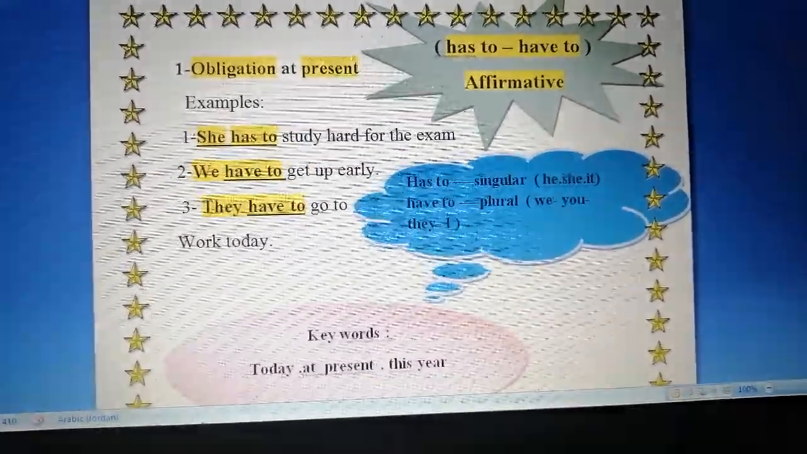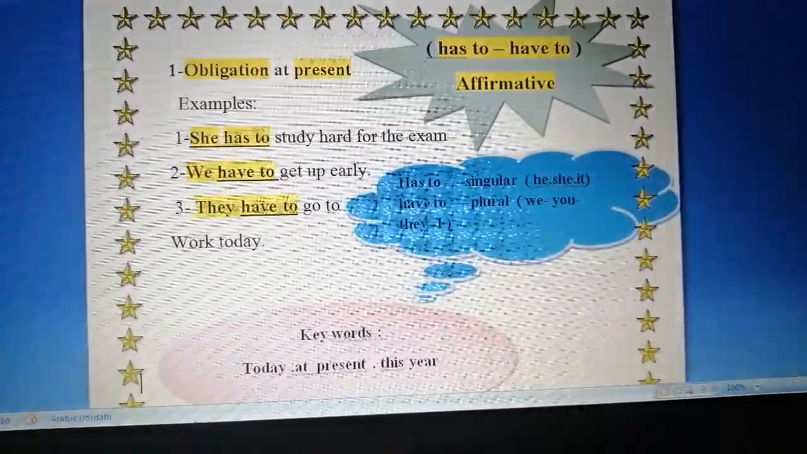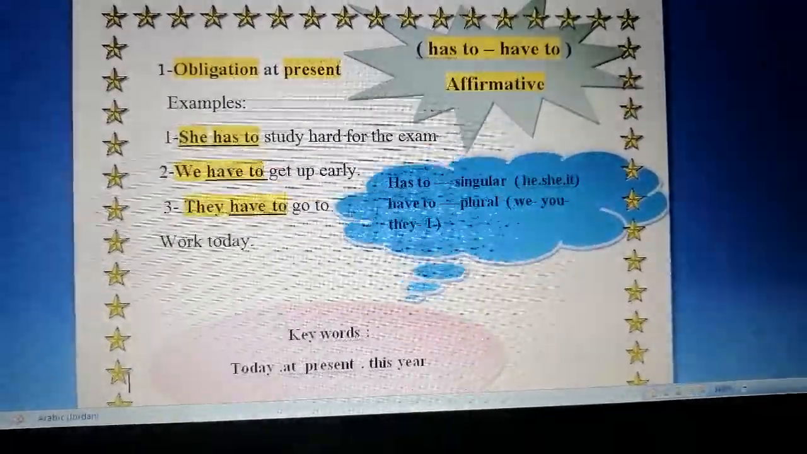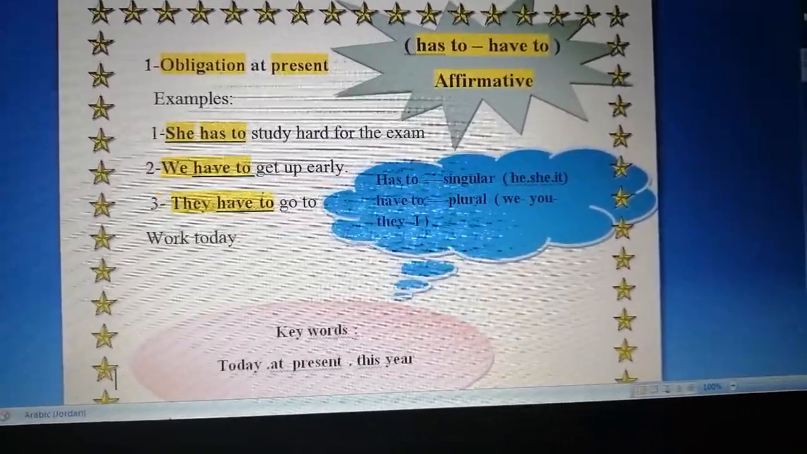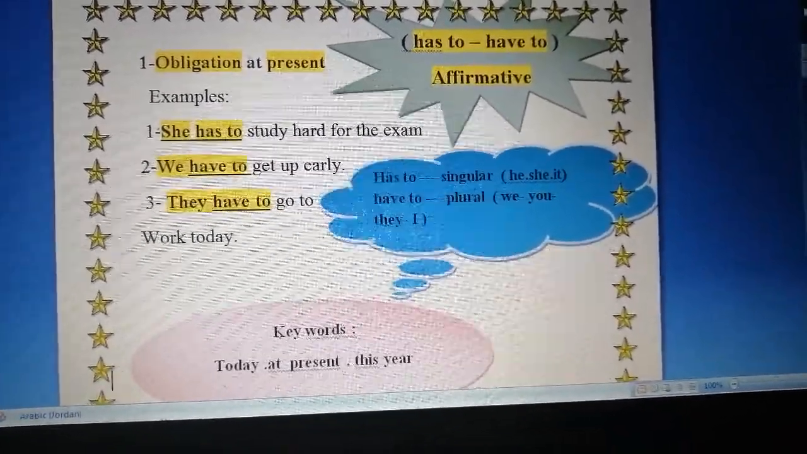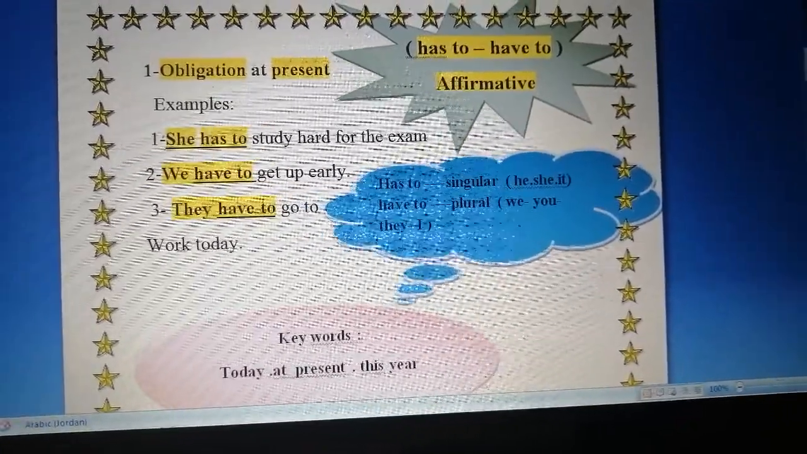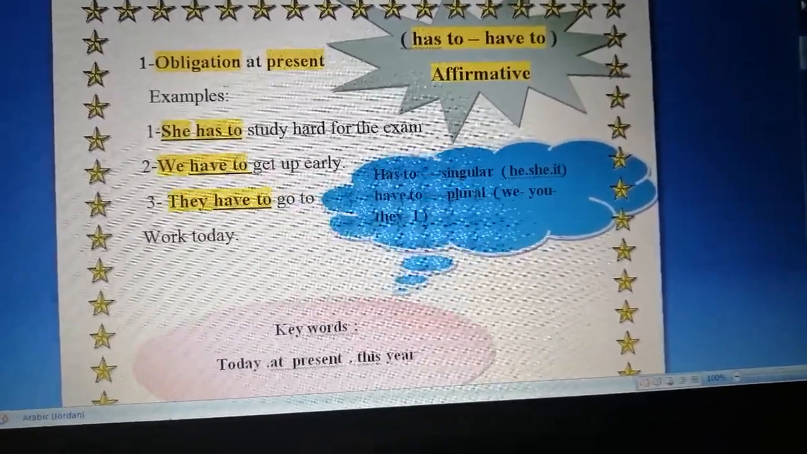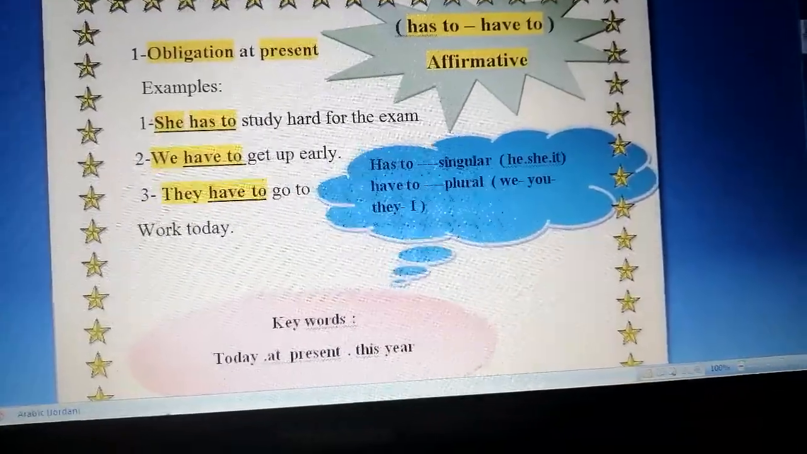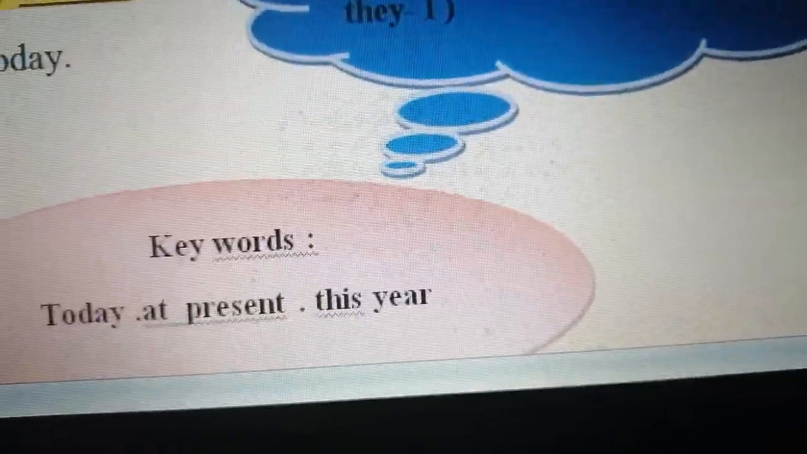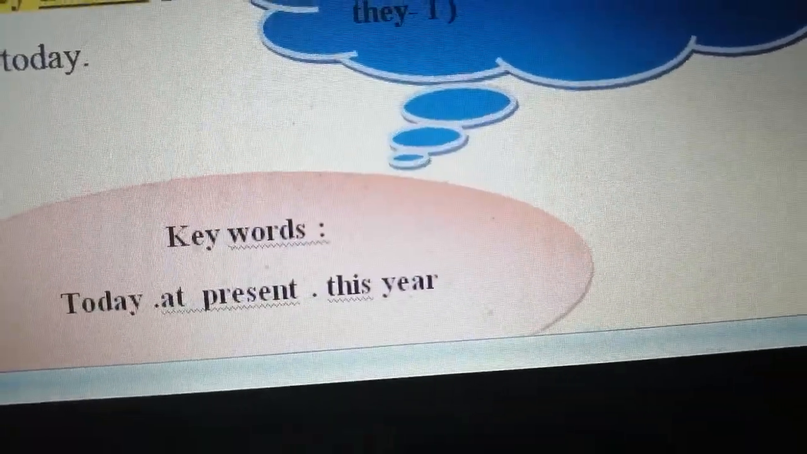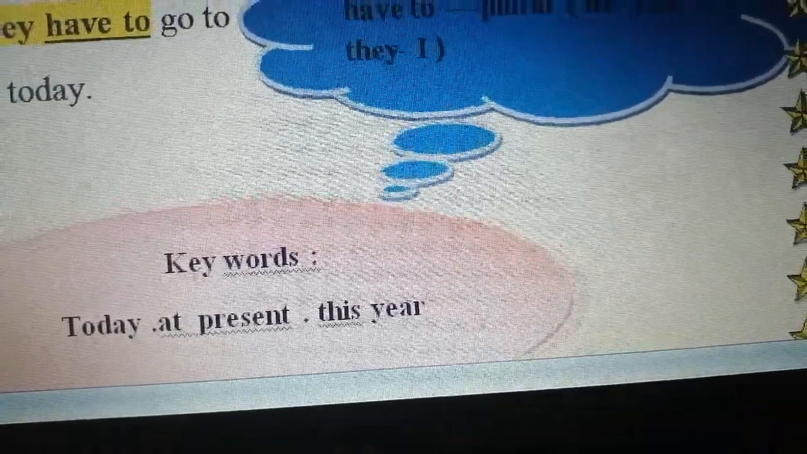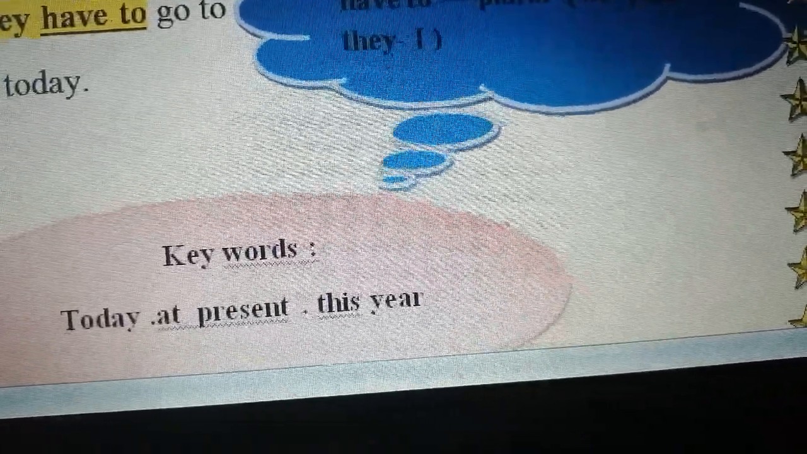And we have types for these tenses. We have affirmative, we have questions, and we have negative. Let's talk first about obligation at the present. How can we know the tenses? By using keywords. لازم نحفظ الكيوردز لكل tense لحتى أعرف which tense I'm going to write.